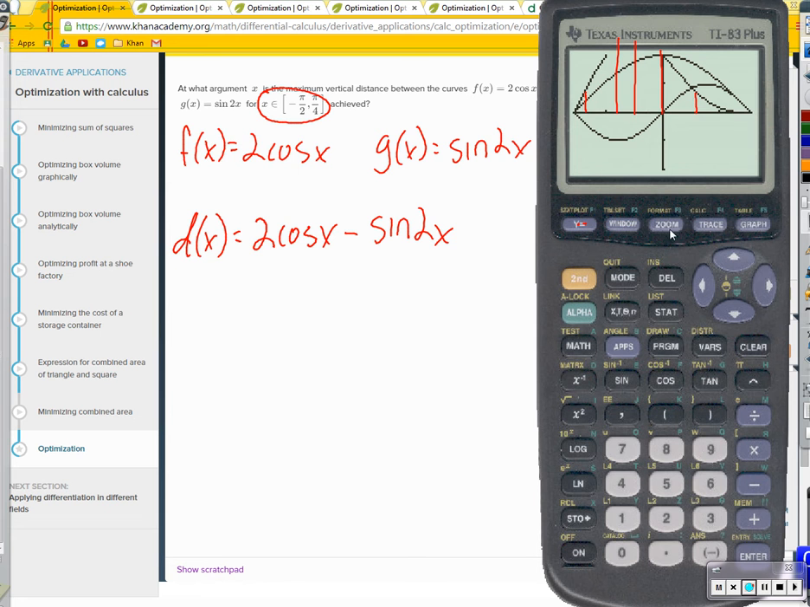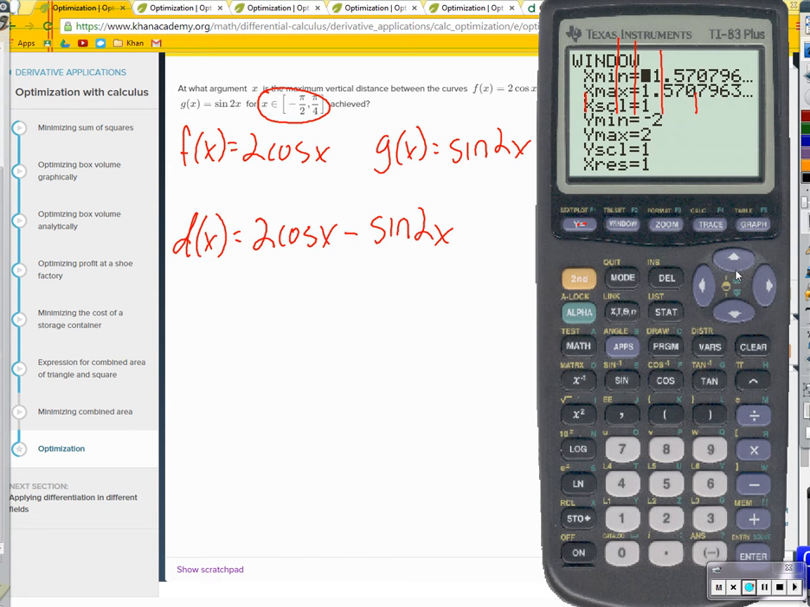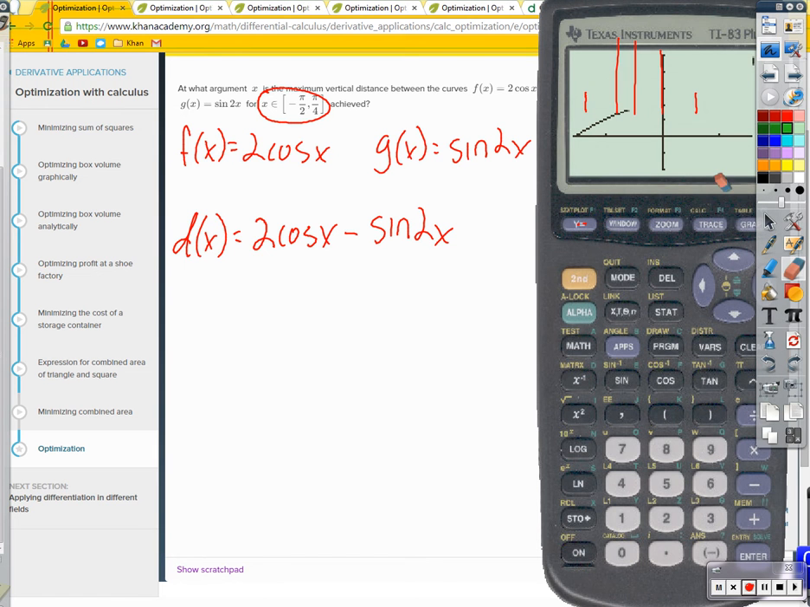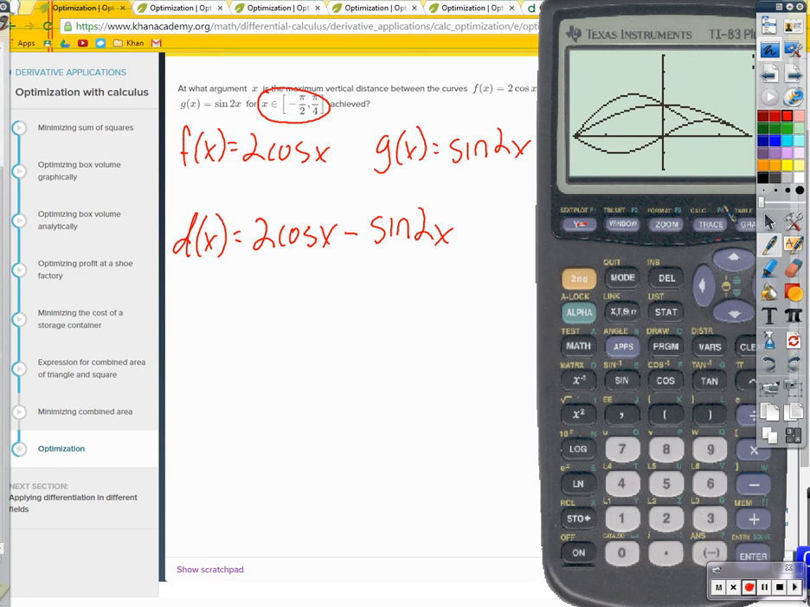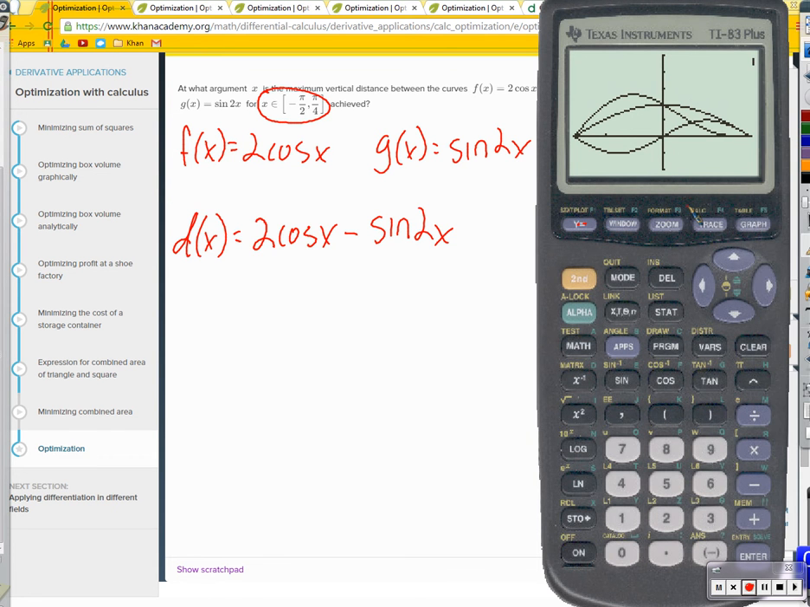So if I were to let the y values go to 5, just so I can see this. Now these lines don't make any sense. They're not even to scale anymore. So there's our 2 cosine x, sine 2x, and the y value of this function tells us the distance between the two functions. Slowly going down to no distance between the two functions.